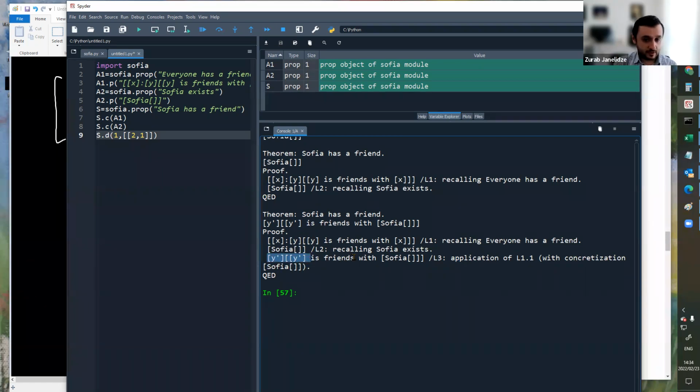So we see that this has been copied there, and this is all we want, because this exactly says that Sophia has a friend. The friend's name is y prime. So this statement says that we have a y prime such that y prime is friends with Sophia. Are there any questions about this specific theorem and how we use the axioms to prove it?